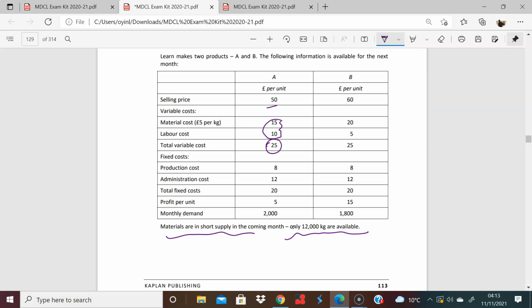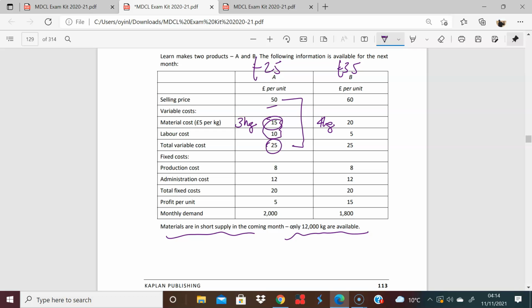So I can tell you straight away that the contribution of A is 50 minus 25. So my contribution of A is 25. My contribution of B is 60 minus 25, and that's 35. Yes, that's 35. The question then becomes, well, I need, this says £5 per kilogram, and you're paying 15, so you need 3 kilograms, don't you? 5 times 3. And here you need 4 kilograms.